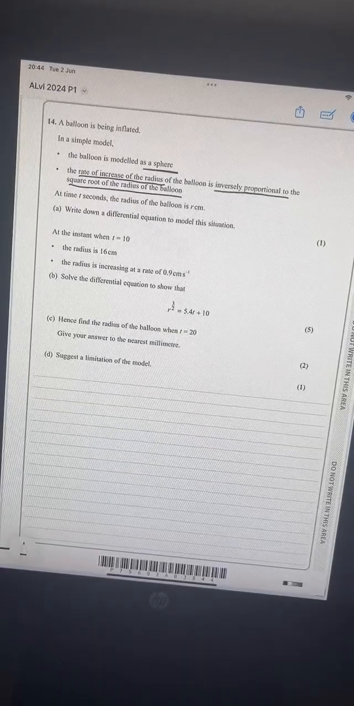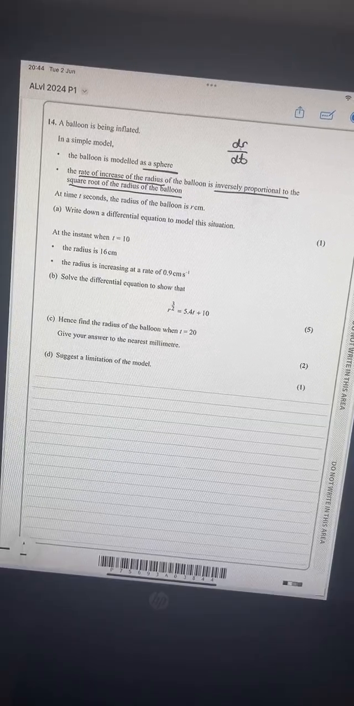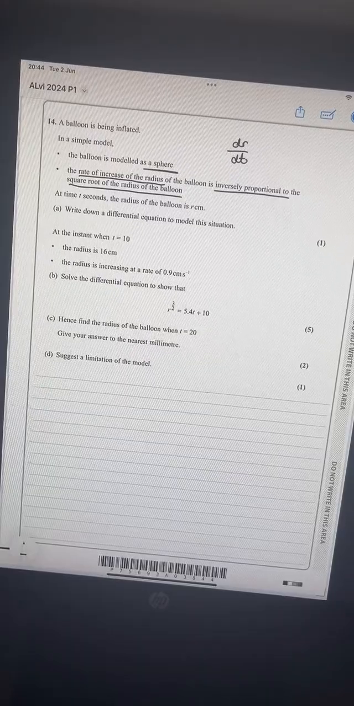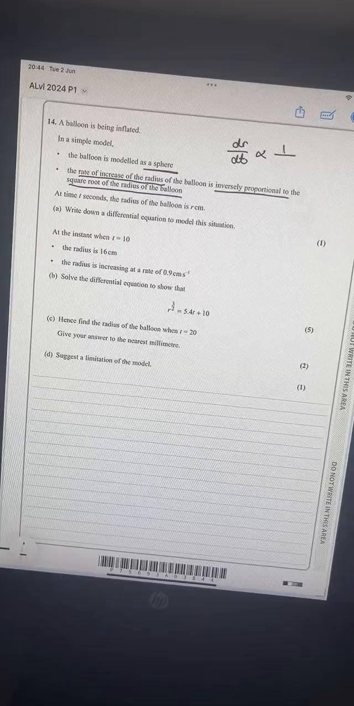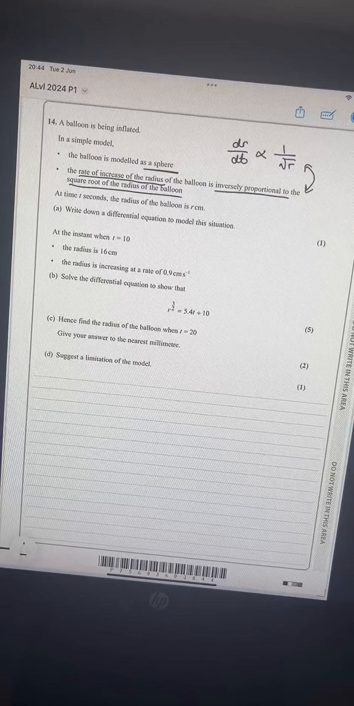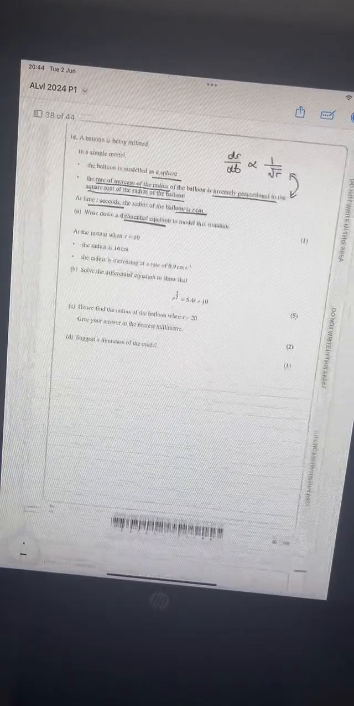So the rate of increase of the radius means the rate of change of the radius, which is dr by dt. The rate of change is d something by dt. It is inversely proportional, so it's proportional to 1 over something. Inversely proportional to what? The square root of the radius. So that is literally what that is in symbols. Very basic. At time t seconds, the radius of the balloon is r centimeters. Write down a differential equation to model the situation.